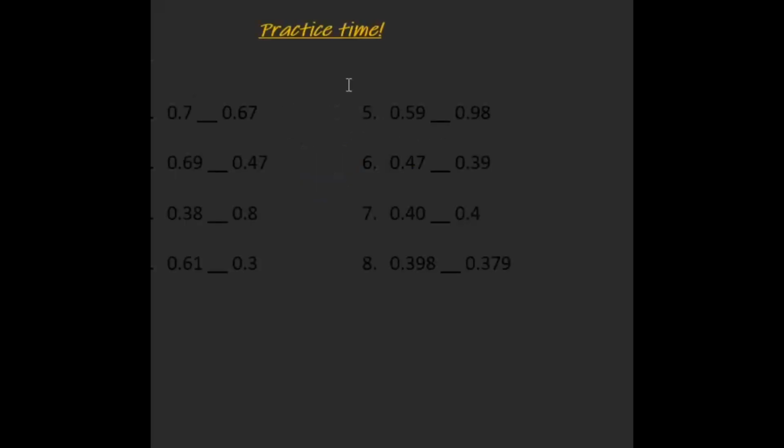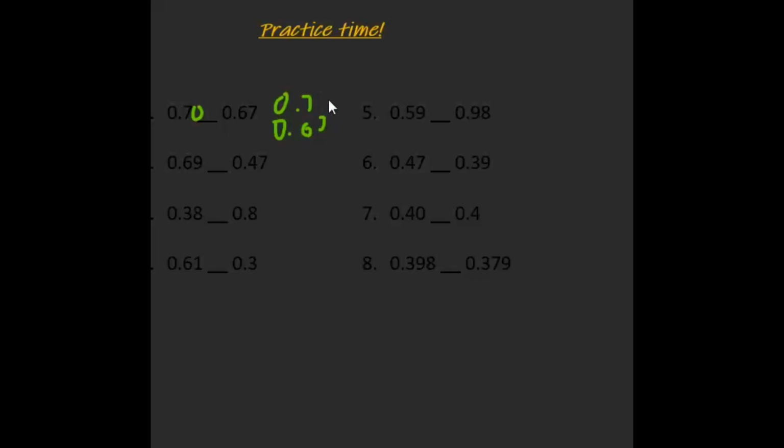Okay, so while I'm talking about problems, let's do some practice. 0 and 7/10 and 0 and 67/100. So right here we can tell that 0 and 7/10 looks smaller if you align it in vertical form. So like 0.7 and 0.67.